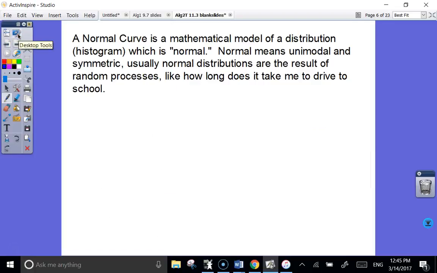Okay. A normal curve is when there's a mathematical equation which describes distributions that we call normal. But normal distributions are unimodal and they're symmetric. And they can be the result of, generally, random processes. You get that kind of a thing.